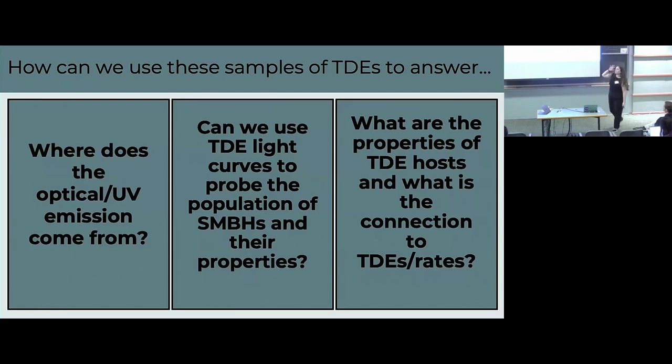So what can we do with these samples of TDEs that we are discovering? My work focuses a lot on trying to understand these three questions. So where the optical and UV emission is actually coming from. And then if we understand that question, we can hopefully start answering the question of whether or not we can use the light curves to probe the population of supermassive black holes and their properties. We just have to understand where this emission is coming from. And then lastly, what are the properties of TDE hosts, and what is that connection between these hosts and TDEs and the rates at which they happen?